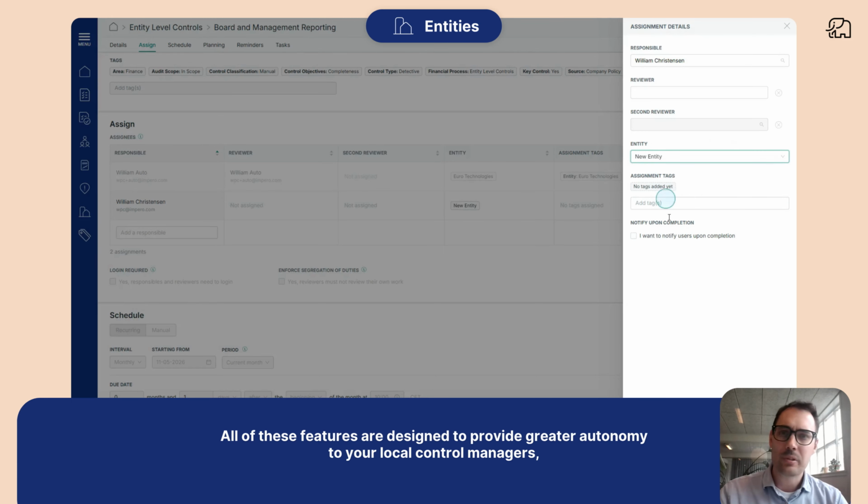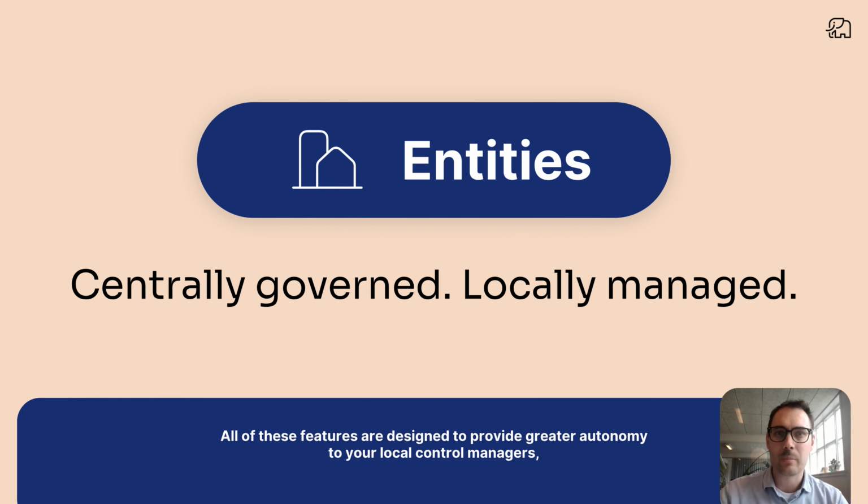All of these features are designed to provide greater autonomy to your local control managers while maintaining centralized governance over controls in Impero. In part 2, we'll cover entity scope datasheets and reporting, as well as the additional administrative actions entity users can perform on their own activities.